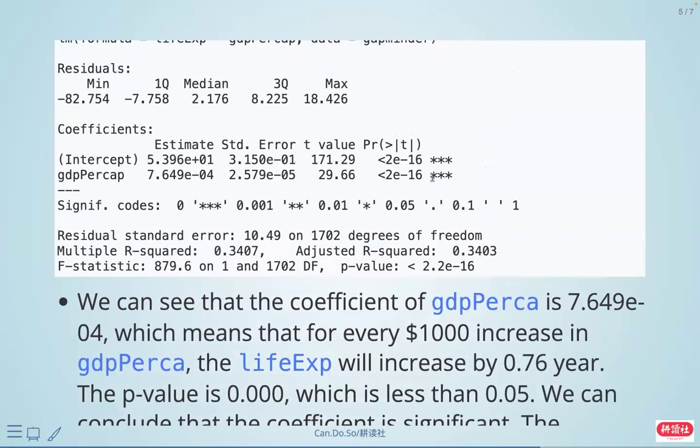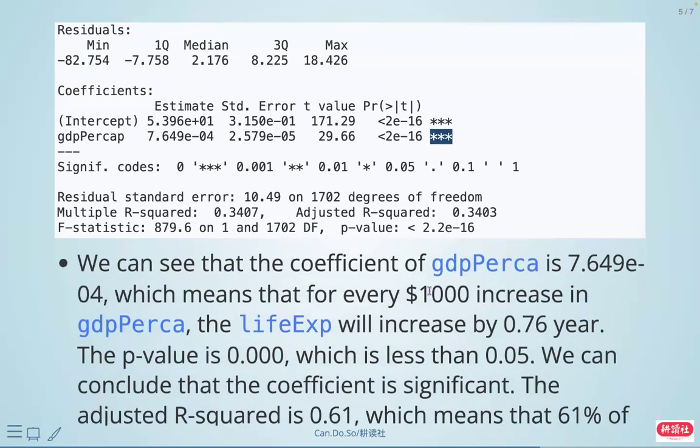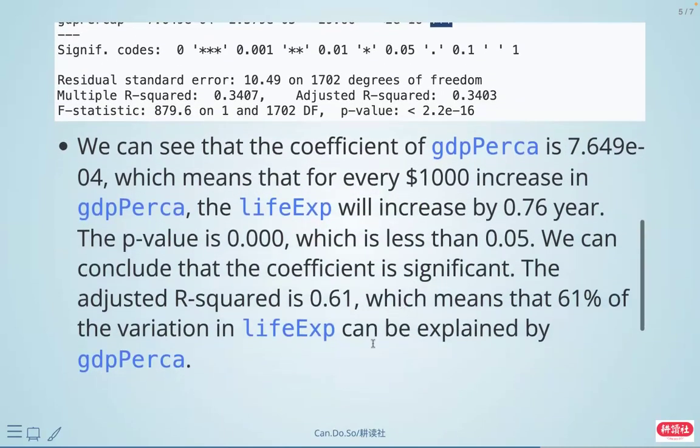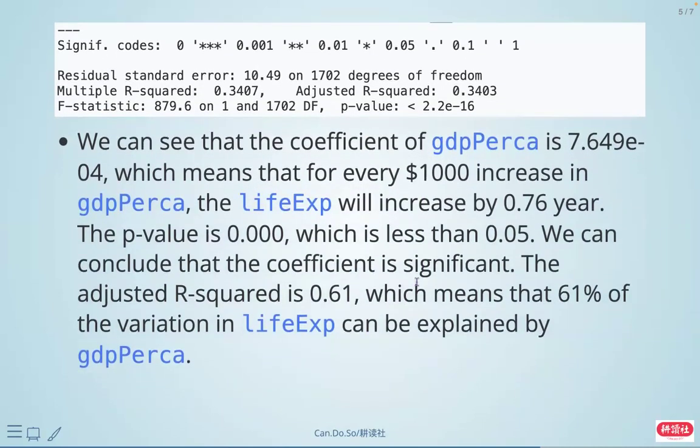And we can see this one has 3 stars, which means quite significant, because 1 star is already the 5% significance level. So 3 stars, it's quite close to 0. So we can see that the effect is quite significant, and we can conclude that the coefficient is significant.